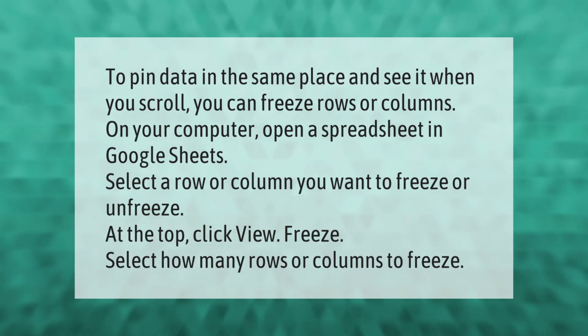To pin data in the same place and see it when you scroll, you can freeze rows or columns. On your computer, open a spreadsheet in Google Sheets. Select a row or column you want to freeze or unfreeze. At the top, click View. Freeze. Select how many rows or columns to freeze.